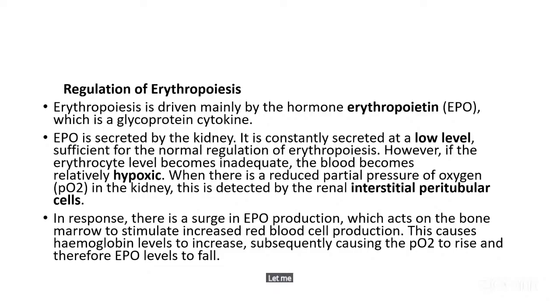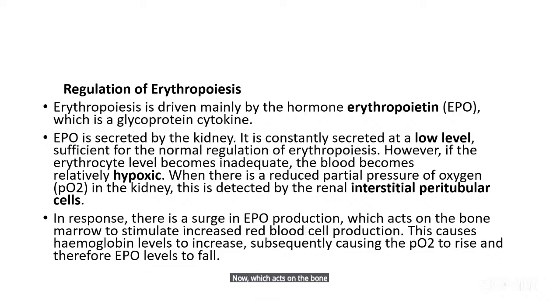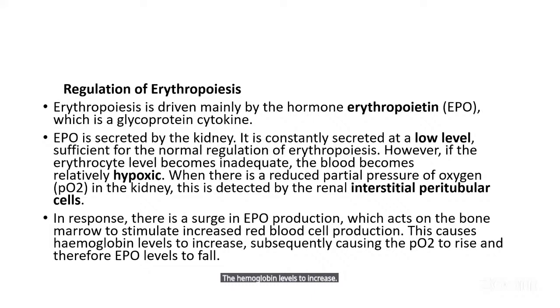Let me come again, because we've said this before during the course of this class. In response, there is a surge in EPO production, which acts on the bone marrow to stimulate an increase in red blood cell production. Now, this causes the hemoglobin levels to increase, subsequently causing PO2 to rise, and then EPO levels begin to fall.